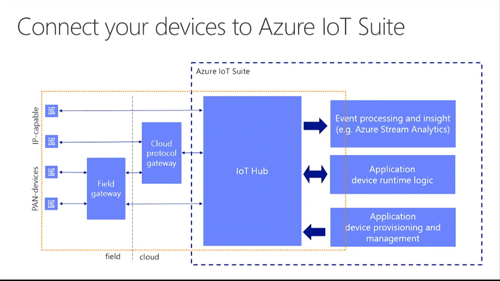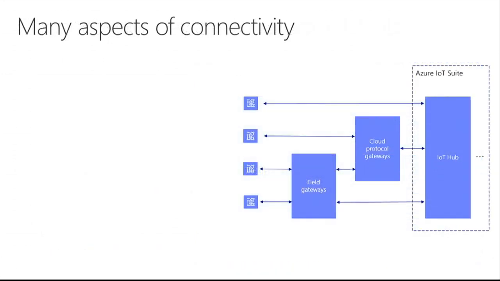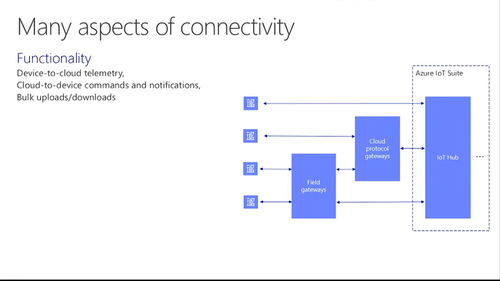In this talk, we're going to specifically focus on how the devices can connect to IoT Hub and how all the parts of your backend can interact with IoT Hub to communicate with the devices. There are, of course, many aspects to connectivity. The first one is functionality. This can be very simple messages like device to cloud or cloud to device, but it can also include other forms of communication like bulk uploads and downloads of files.